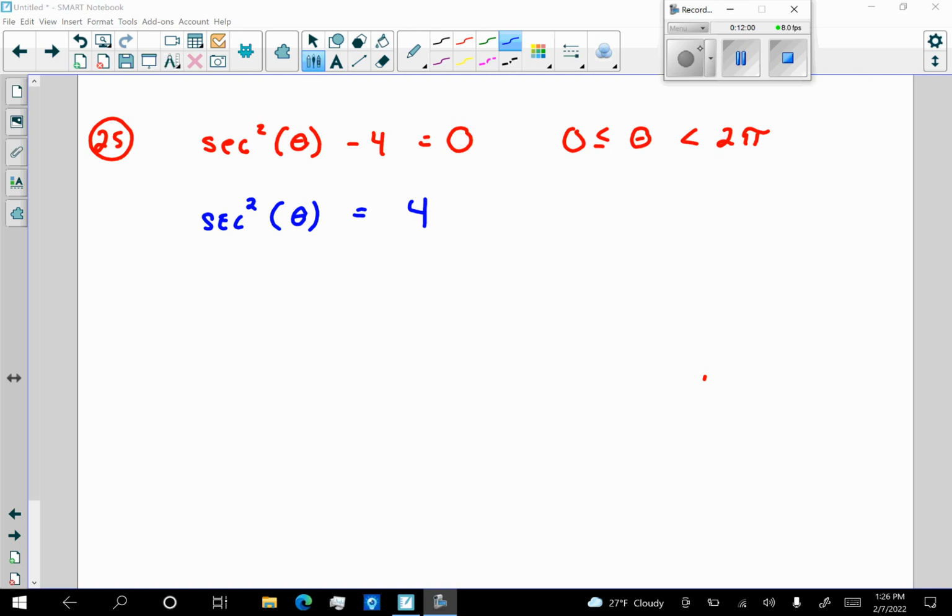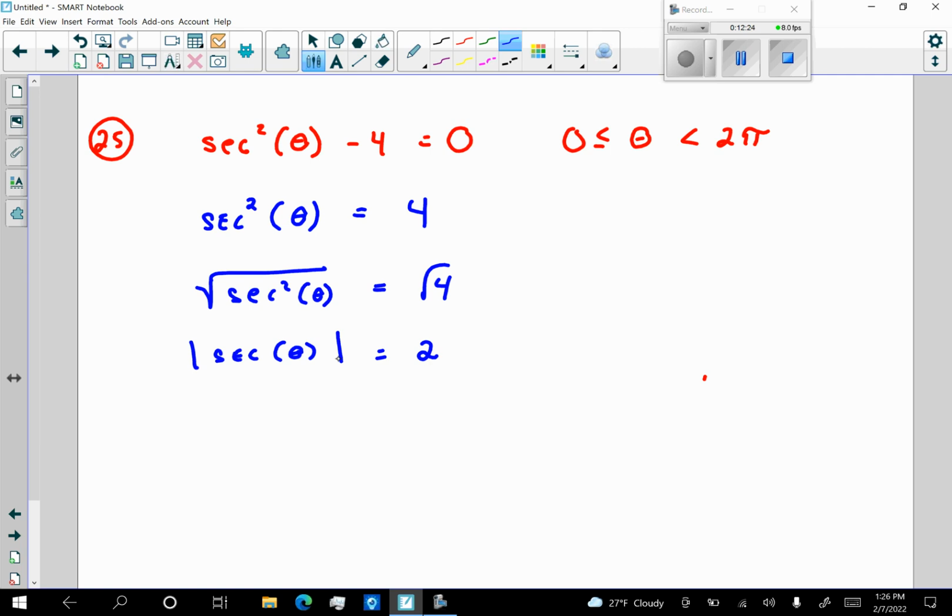You're correct, Beth, that we're going to square root both sides. If I square root both sides, I have the square root of secant squared theta and the square root of 4. And we know from our 3rd grade class that the square root of 4 is 2. And the square root of secant squared is the absolute value of secant. And therefore, this particular equation says secant theta is equal to 2, or secant theta is equal to negative 2.